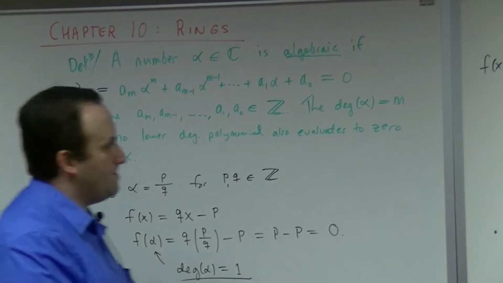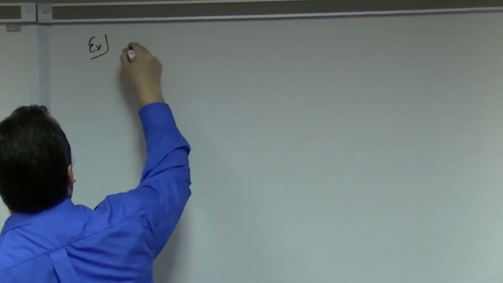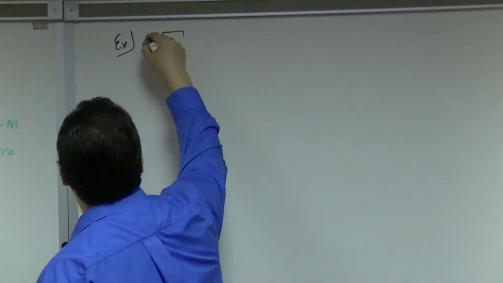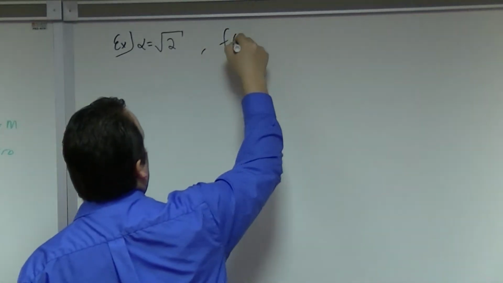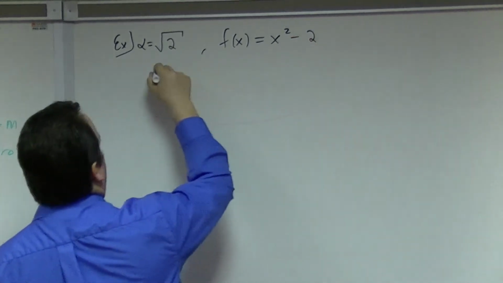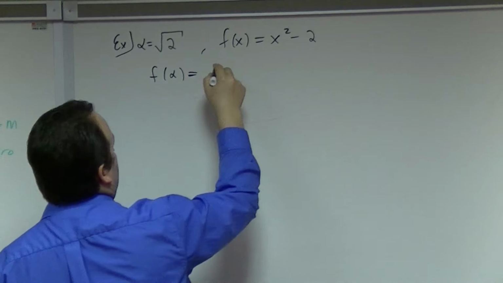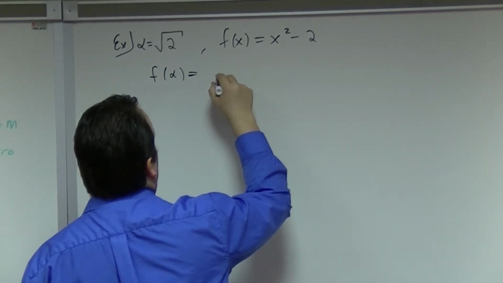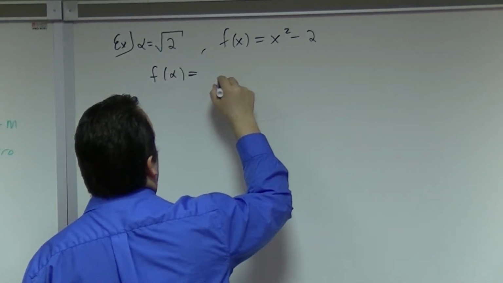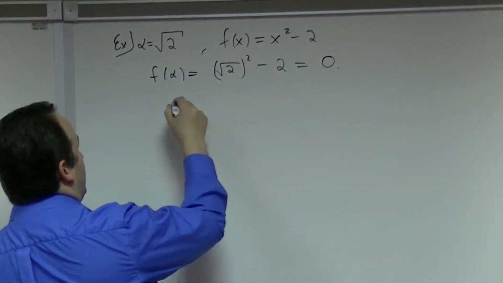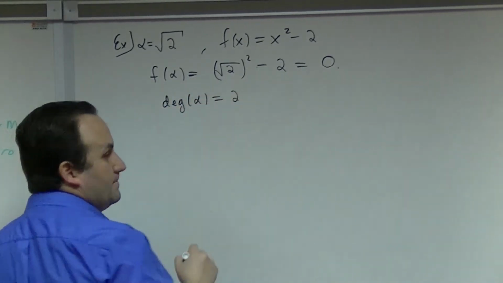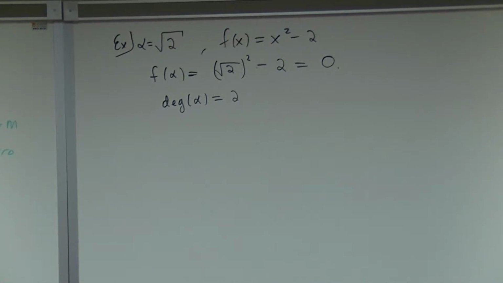How about square root of 2? Is that an algebraic number? Can we define it by the vanishing of some polynomial? What is the f of x in this case? Yeah, so as you can see, f of alpha is equal to, oh wait a minute, sorry. Okay. What's the degree of alpha in this case? 2, right?